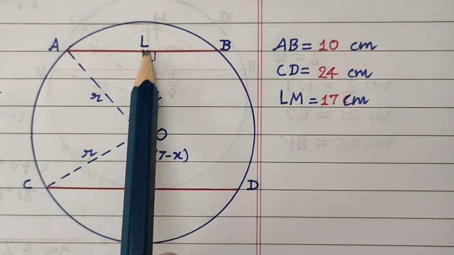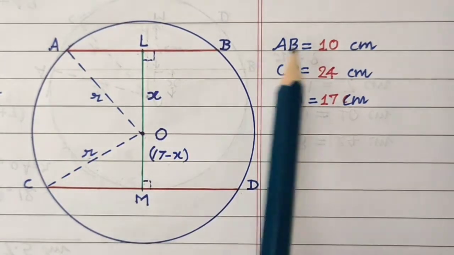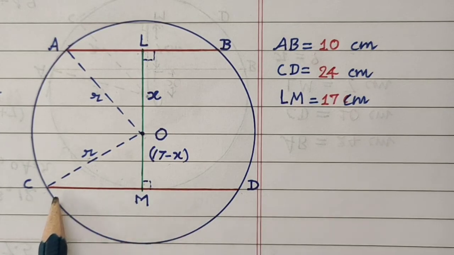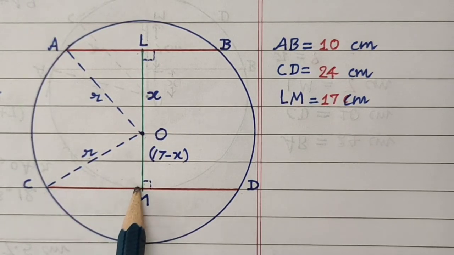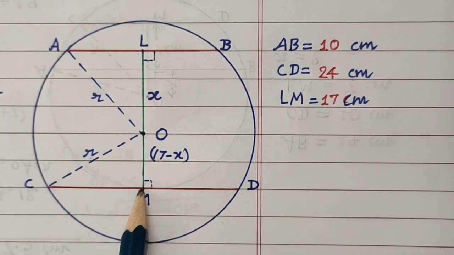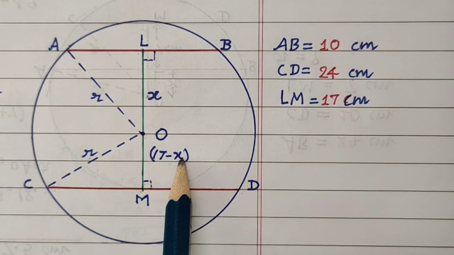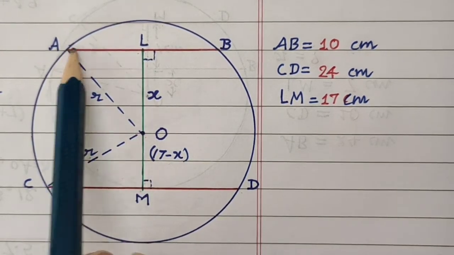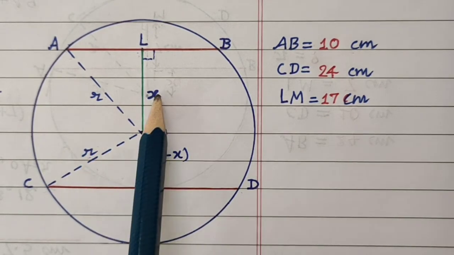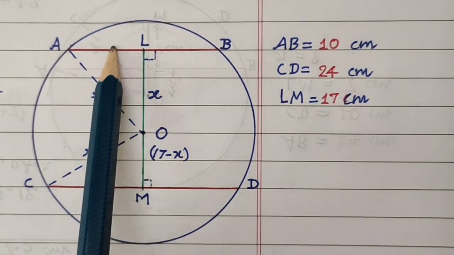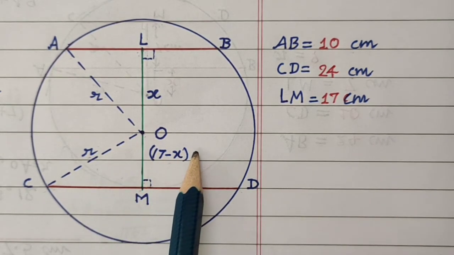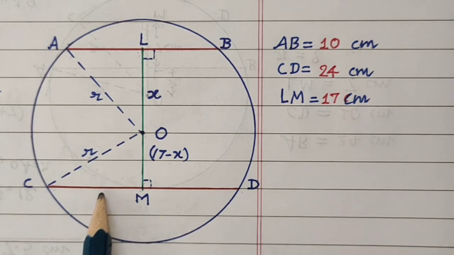AL is equal to half of AB. AB is 10 centimeters, so this is equal to 5 centimeters. CD is 24 centimeters, half of this is 12 centimeters. So we get R square is equal to 12 square plus 17 minus x whole square. R square is also equal to 5 square plus x square. Equate these two equations, that is x square plus 25 is equal to 17 minus x whole square plus 12 square.